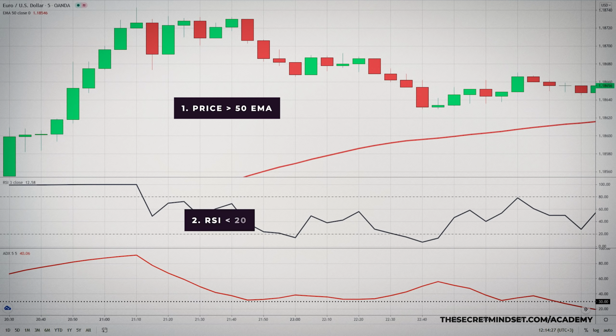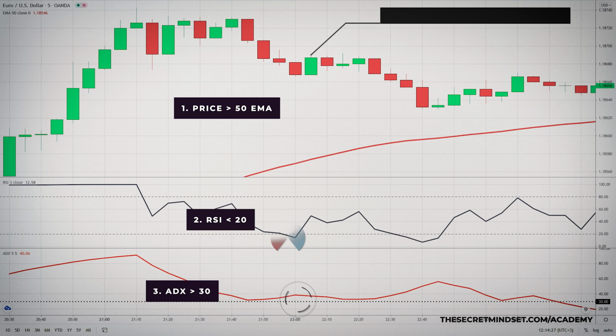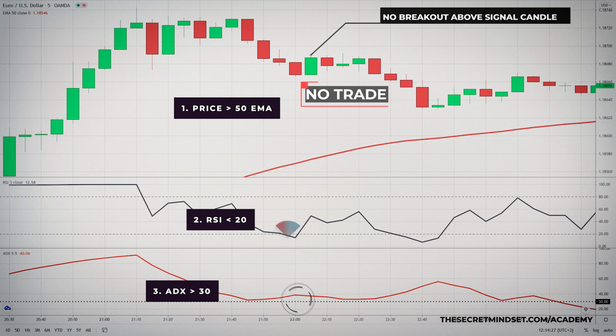We had a price above the 50 EMA, the RSI moved below 20, and the ADX was above 30, a valid signal, but the trigger never came. The high of the signal green candle, which took the RSI above the 20 level, wasn't broken on the next candle. The next candle was a bearish one, so we ignored the setup and avoided the loss. Remember that we want immediate momentum. Please be disciplined and don't ignore this filter. It will save you many losing trades.